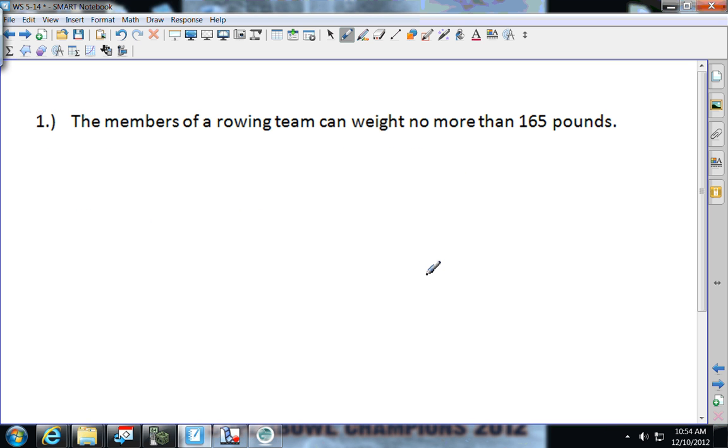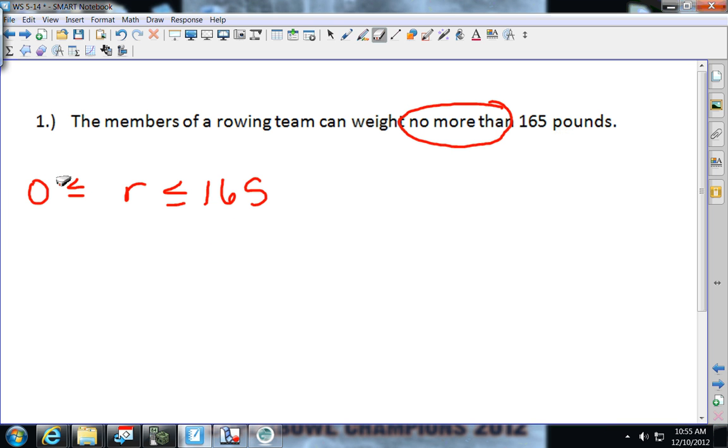So when we look here, the members of a rowing team can weigh no more than, circle no more than, 165 pounds. I don't care what letter you use. Let's see, the rowing team, let's use R. No more than means less than or equal to 165. Now you could write it like this, but technically what would be better? What's the smallest amount you could weigh? 1 pound. I mean, I guess it's hard. I look at it going, it can't go any lower than 0, but 0 means there's nothing there. So I won't really worry about that.